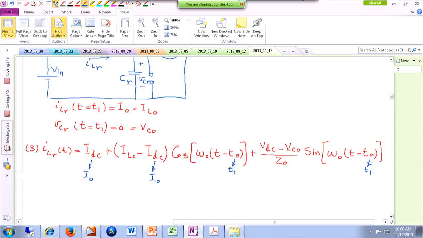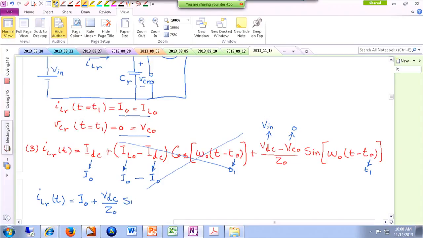IL0, we just found that that's the initial condition. In this particular case, it happens to be Iout as well. So I have Iout here as well. And VDC is actually our DC input source, VN. And VC0, we just looked at the initial conditions, and it is actually zero in this particular case. So you can see that, first of all, this term is just zero, so you can cross the whole thing out, which further simplifies your answer. And the final answer is... plus... so this is the response that we can obtain using equation number 3, for the special case that we are dealing with right now.